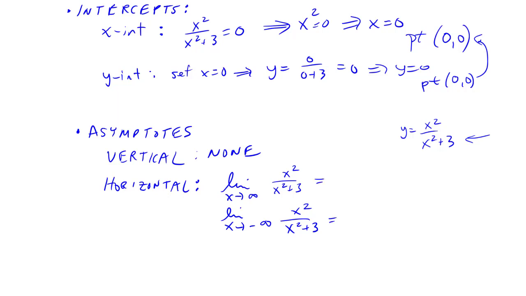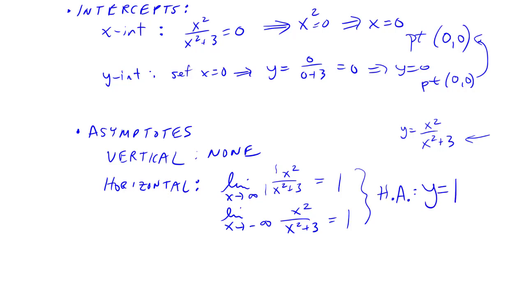So this is not a difficult limit. Remember, this is when you're taking x to infinity and you've got a polynomial over a polynomial, a rational function. You just look and compare the powers. So I've got x squared over x squared. So I'm really just looking at the ratio of the coefficients. So that would be 1. And the same thing here, that's not going to change if I go to negative infinity. And so what this tells me is I do have a horizontal asymptote at y equals 1.